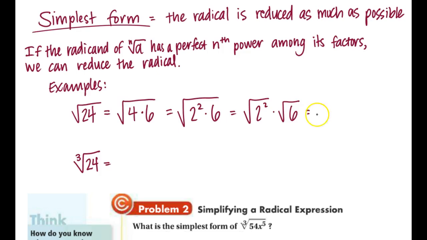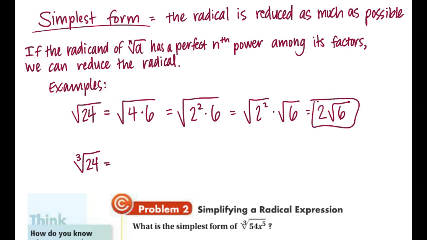The square root of 2 squared is just 2, because remember the index and the exponent, when those two match, we just get the number that we have as the base. And then the square root of 6 cannot be reduced. So that means square root of 24 can be reduced into 2 square root of 6.